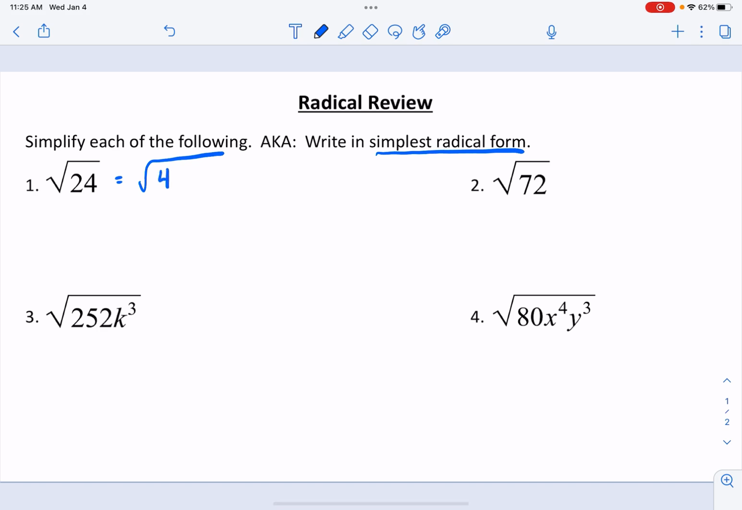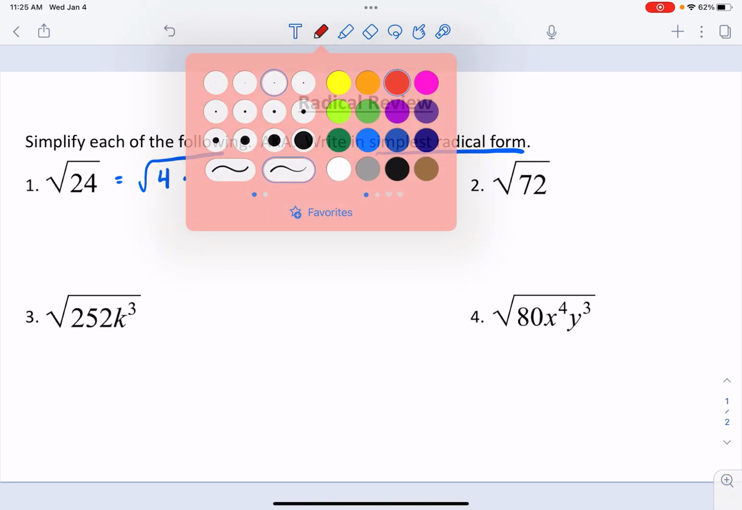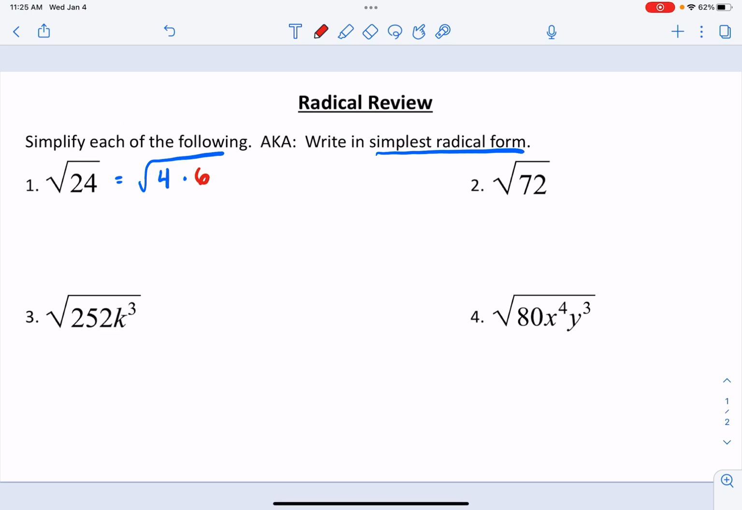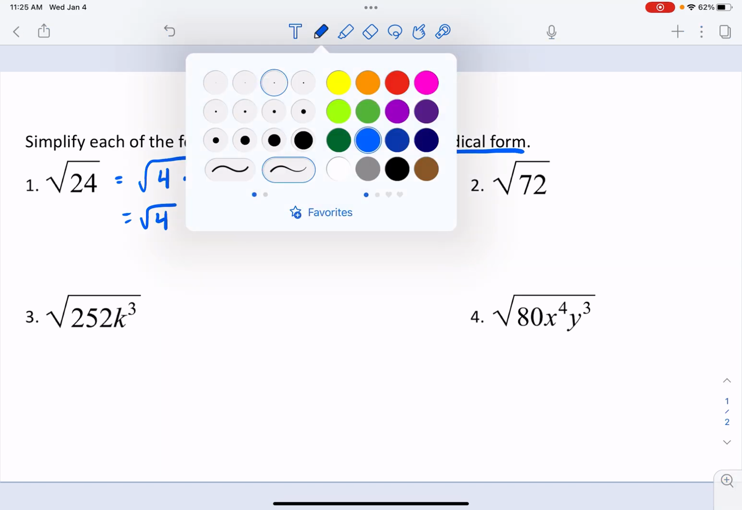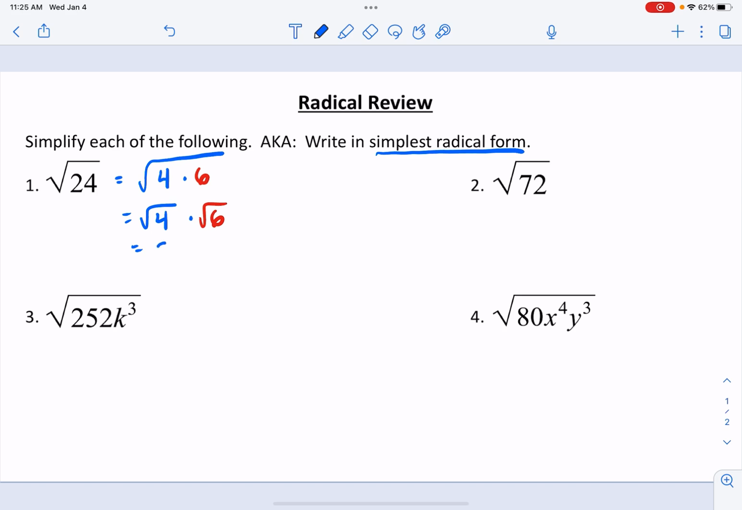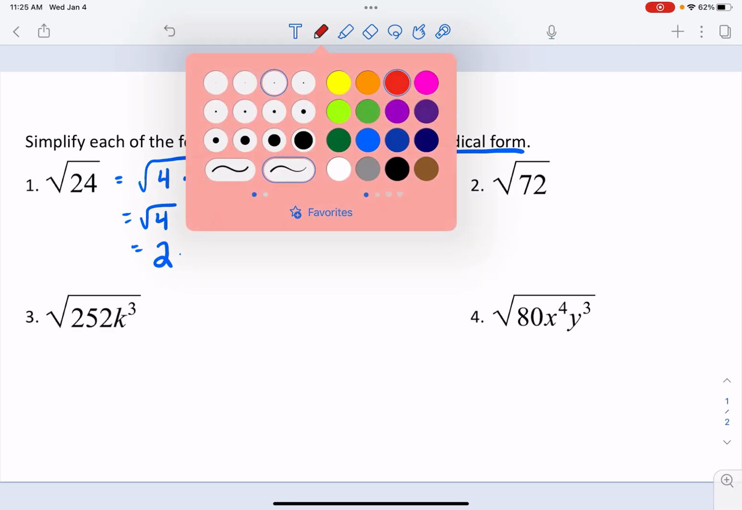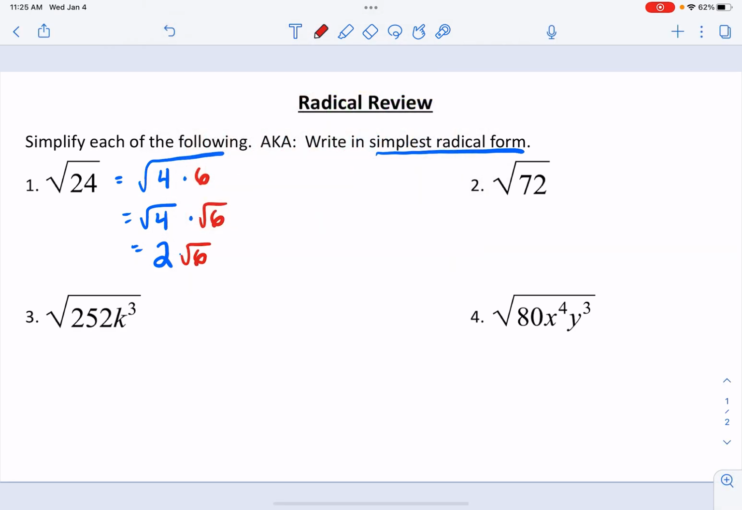24 is 4 times 6, which then can be written as the square root of 4 times the square root of 6. Now, square root of 4 can be simplified to be a 2, and the radical 6 can be just left alone as a radical 6. And that number that we pull out, that perfect square we pull out, always goes in front of our radical sign.